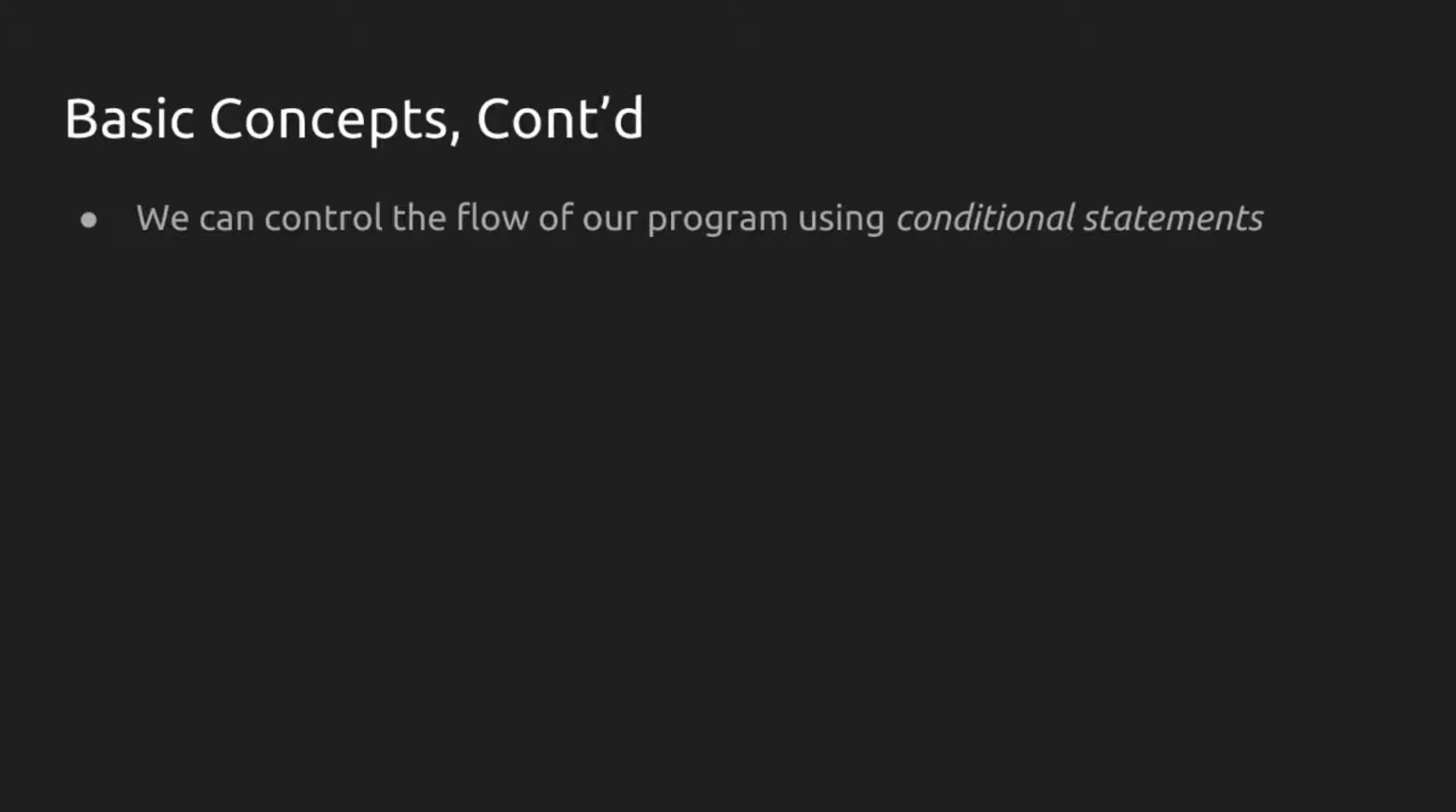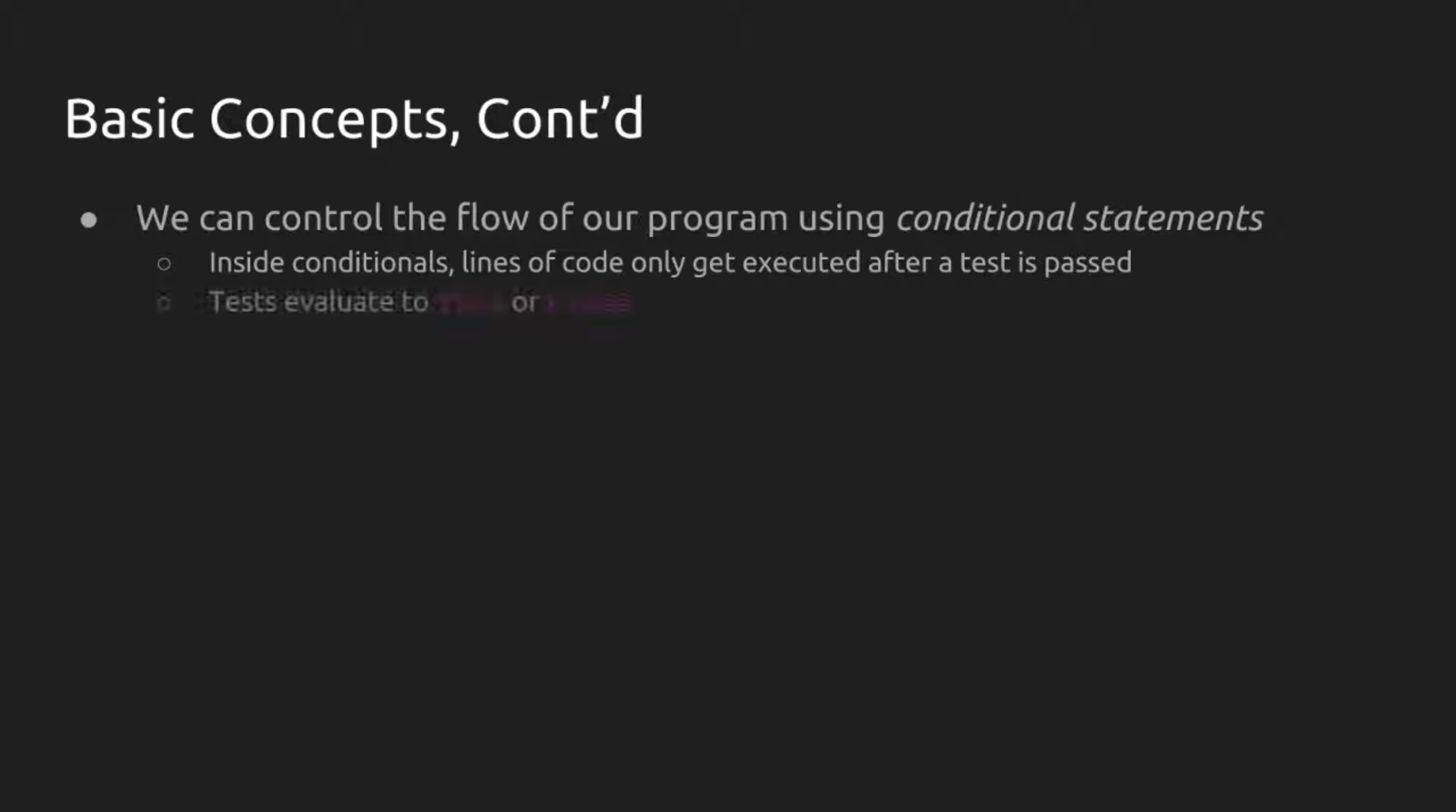So today we're going to learn how to control the flow of our program using conditional statements. What we saw before was that code runs from top to bottom, but we might not always want that to be the case, and we might want certain code to execute only under certain conditions. So inside conditionals, lines of code only get executed after a test is passed. And tests evaluate to true or false. We'll see a little bit more how this works in detail. But this is Boolean logic, so the study of when things are true and false.